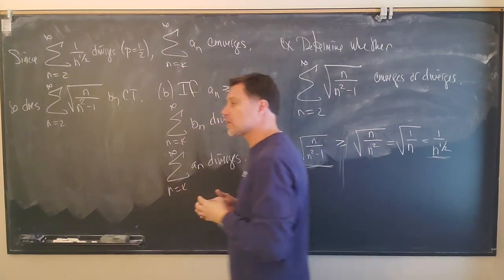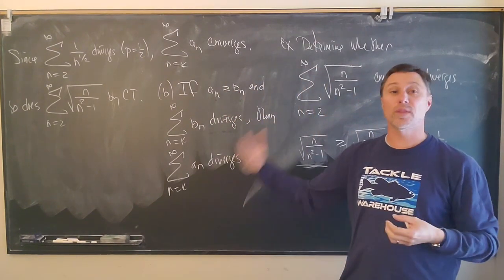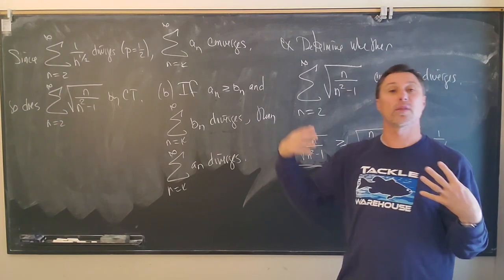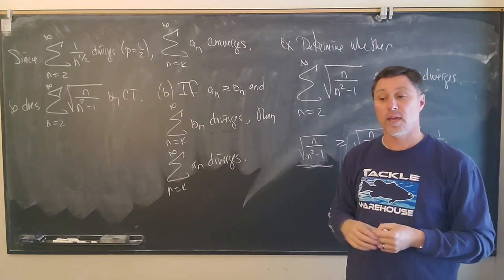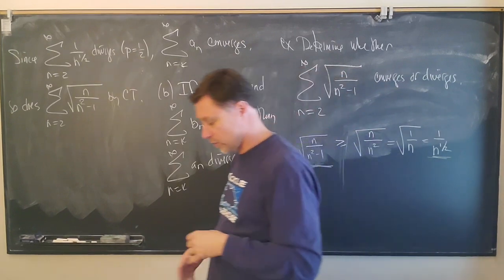So that's how the comparison test works. What you're going to do is compare the one that you've been given to one that you already know the answer to, right? One that's familiar. And if you can show that it's bigger than one that you already know diverges, then the comparison test allows you to conclude that it diverges. If you can show that it's smaller than one that is known to converge, then you know that it converges.